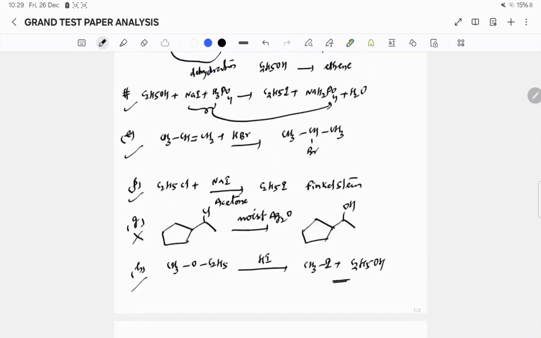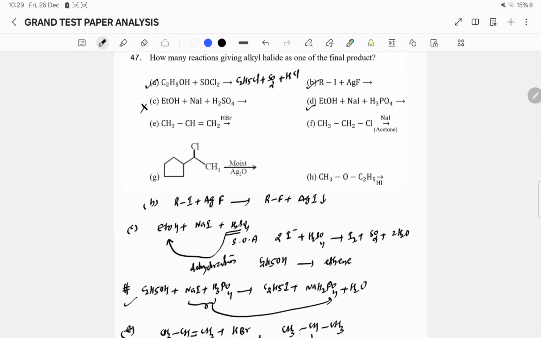Based on that, we go to the options. C does not give any reaction, and G cannot give. E can give the product, F can give the product, and H can give the product. Therefore the number of reactions that give alkyl halide as one of the final products is, as a numerical integer type answer, 6.